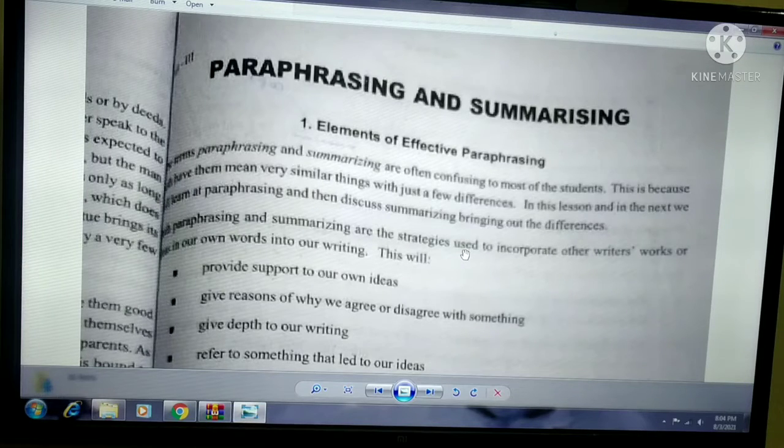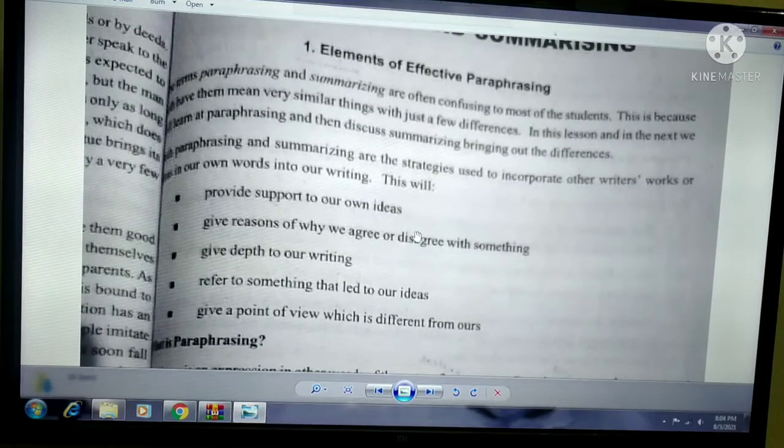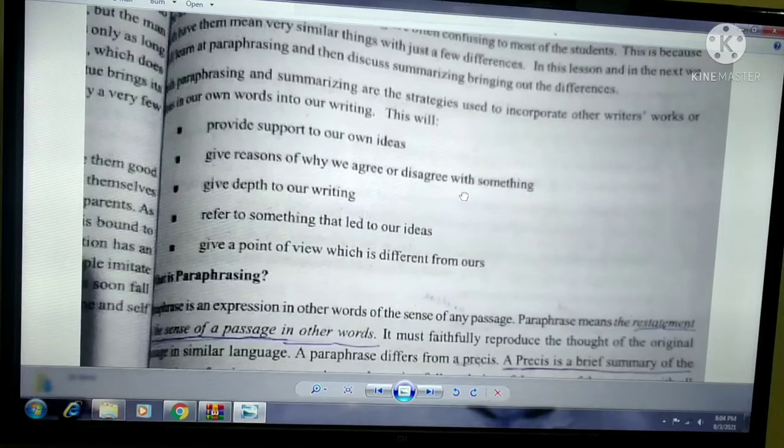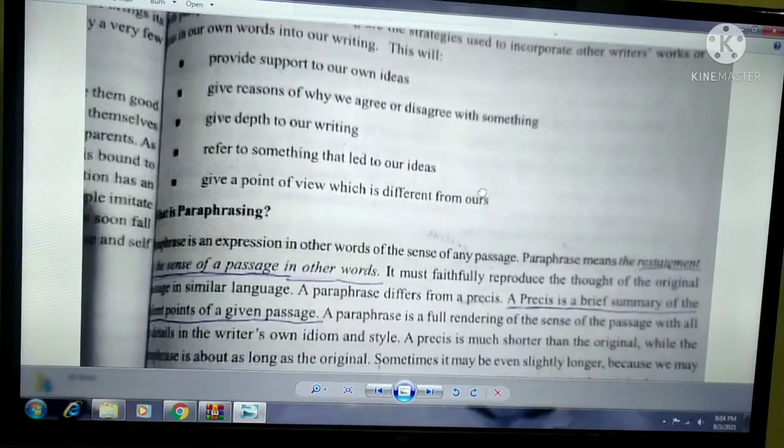In the first part we see elements of effective paraphrasing. Why at all do we need to paraphrase? Because it provides support to our own ideas, it gives reasons why we agree or disagree with something, and it gives depth to our writing.